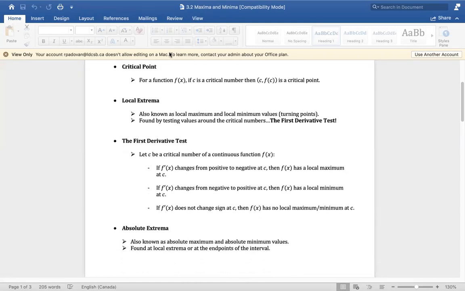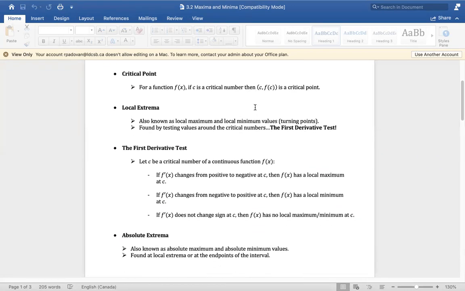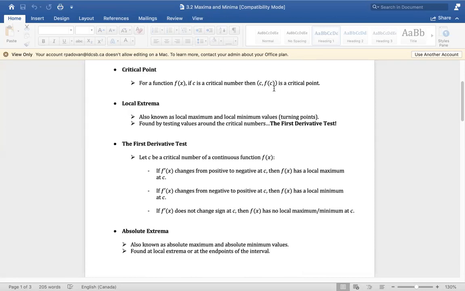A critical point is, again, if we had a function f of x and c is our critical number, then the critical number here would have been my x value. C is my x value. So the critical point is just simply turning it into a point. I'm subbing my c, my critical number, into the function to get my y value, and therefore I just have my xy coordinate point there. That's the coordinate of the critical point where something is happening.